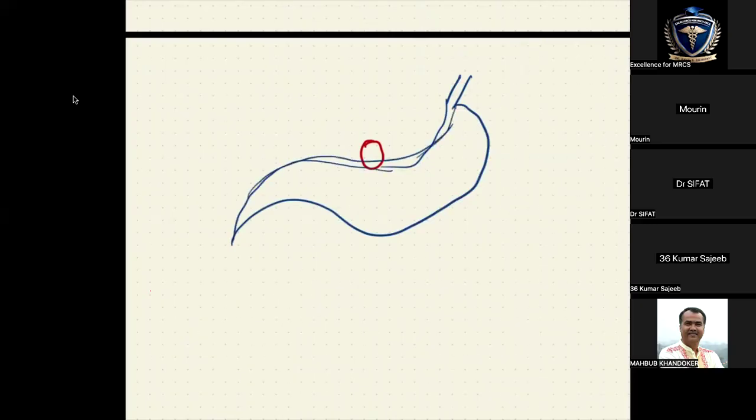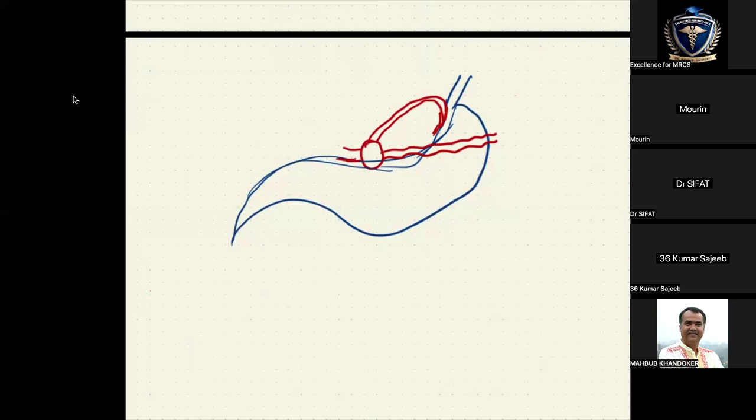Just behind this part. Okay, the celiac trunk has three main branches. One is called the splenic artery, just behind the stomach. Another one is called the left gastric artery. It goes this way and arches at this part of the stomach and gives blood supply here. And another is called the hepatic artery, or the common hepatic artery.